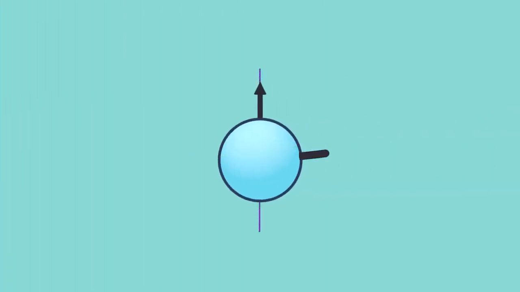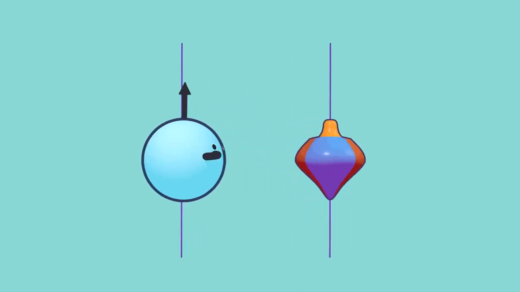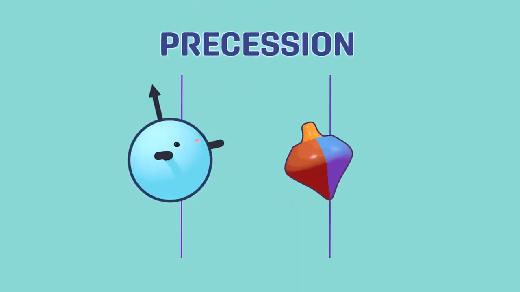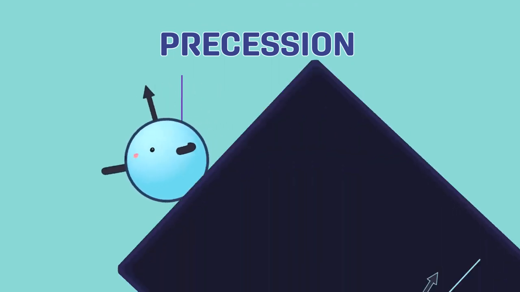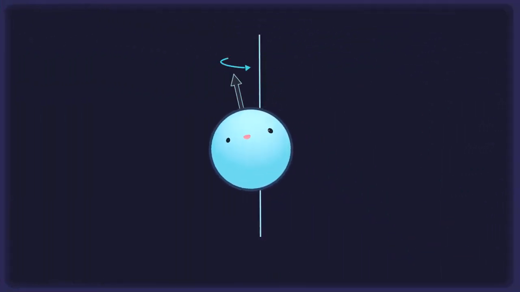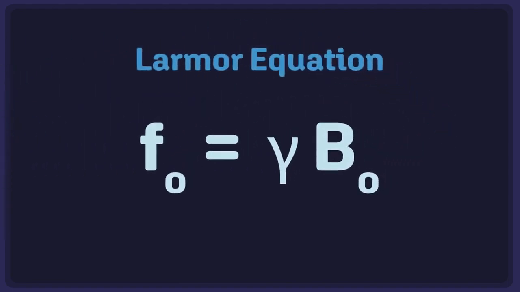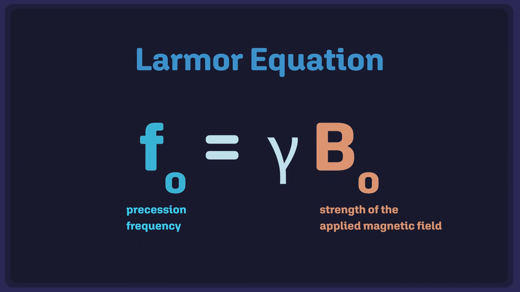In addition to aligning with the magnetic field produced by the MRI scanner, the protons in your body are also spinning along their axes like little tops or globes. This is called precession, or nuclear spin. The speed or frequency of this axial spin depends on the strength of the applied magnetic field and can be expressed by the Larmor equation. Simply put, this equation states that the precession frequency of a particle is equal to the strength of the magnetic field applied and the gyromagnetic ratio, which is a constant that is unique to each specific nucleus or element.